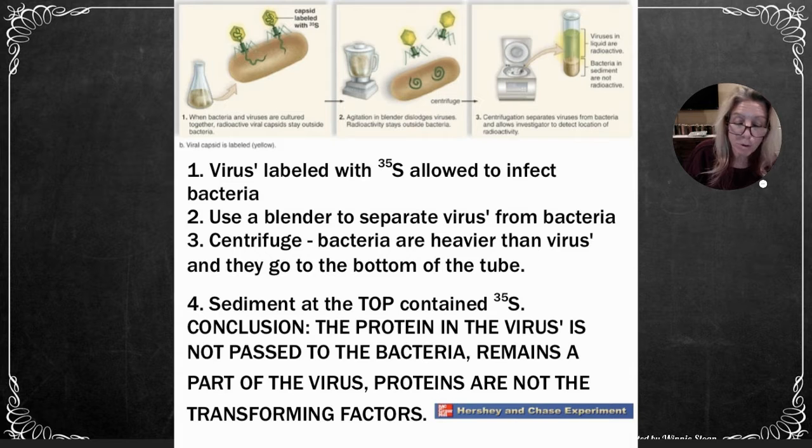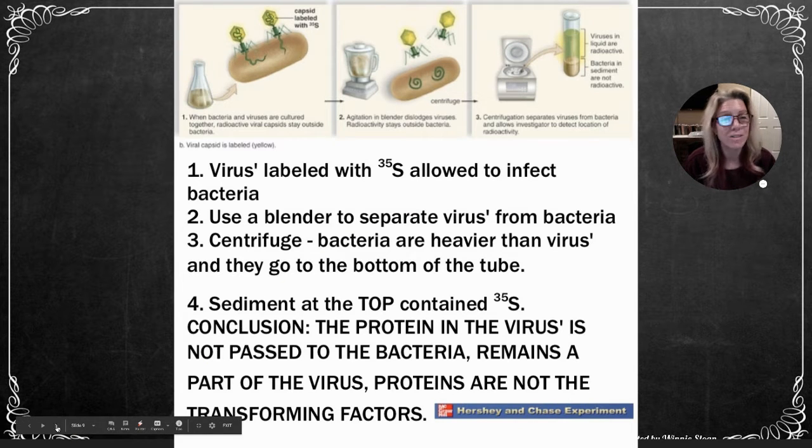Radioactively labeled proteins with S35 and DNA with P32. The only thing discovered inside the bacteria was the P32. The conclusion is DNA is the genetic material that was altering the bacteria. So that's one classic experiment.